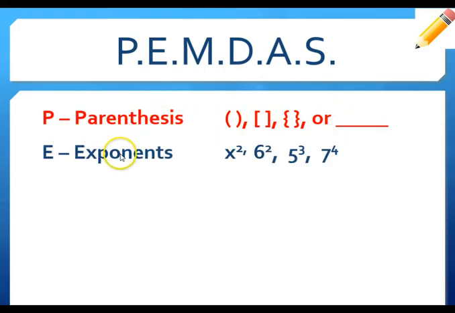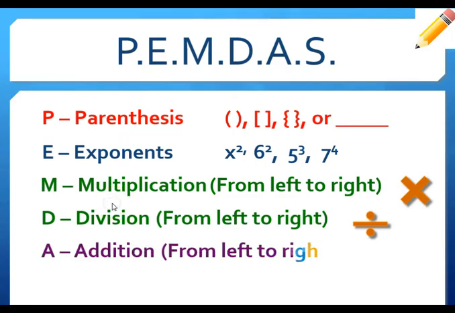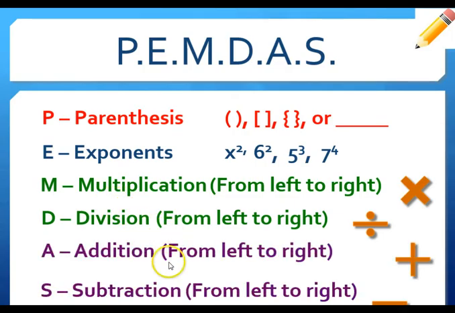Next is exponents. Okay, you've seen exponents before. Multiplication and division happen to come, whatever comes first, from left to right. That's why I colored them the same. And addition and subtraction also come left to right. So it's not always multiplication that comes first before division, right? It's whatever comes first, left to right, when you're reading it. Same is true about addition and subtraction. Addition isn't always first. It depends on what comes first, left to right. We're going to look at some examples of what that looks like in just a moment.